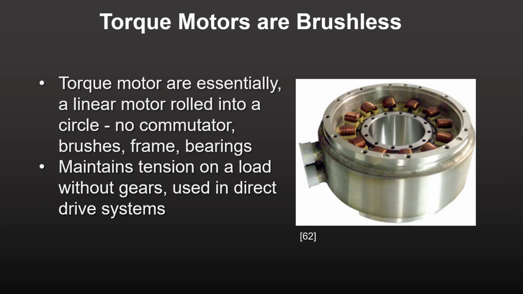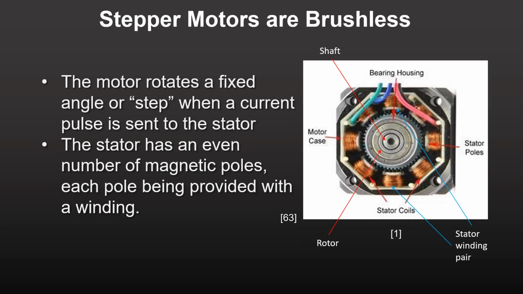Torque motors are essentially a linear motor rolled into a circle. There is no commutator, frame, brushes, or bearings. They can be used as actuators for direct drive mechanisms where large geared motors would normally be needed. Historically, they were used in tape drives because of their ability to maintain a tight tension on the tape far away from the spindles. A stepper motor is another example of a brushless DC motor.